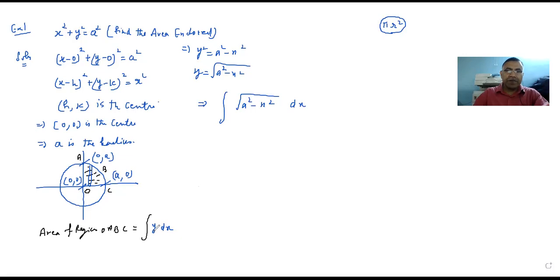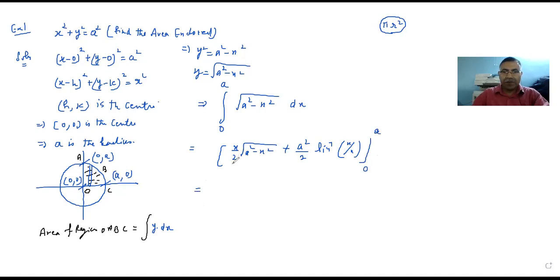This is y is equal to f(x). So I have calculated the value of y here and it is going from 0 to a. So we have already done this result: the integral of the square root of a square minus x square is equal to x by 2 times the square root of a square minus x square plus a square by 2 sine inverse x over a, from 0 to a.